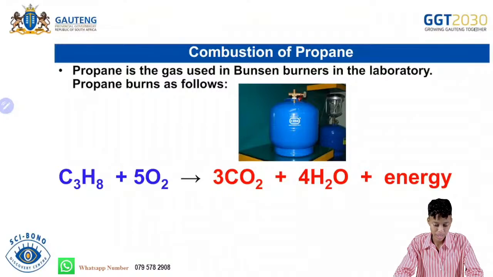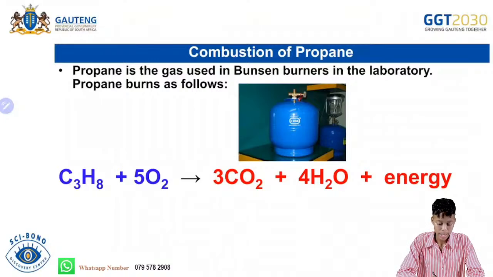Okay. So it says propane is the gas used in Bunsen burners in the laboratory. Propane burns as follows. So if they ask you to do a combustion reaction, this is what you are going to do. What are you given? You are given propane. Initially, you can draw the structure of propane. So we know that the homologous series of propane will be an alkane, because the name ends with -ane.